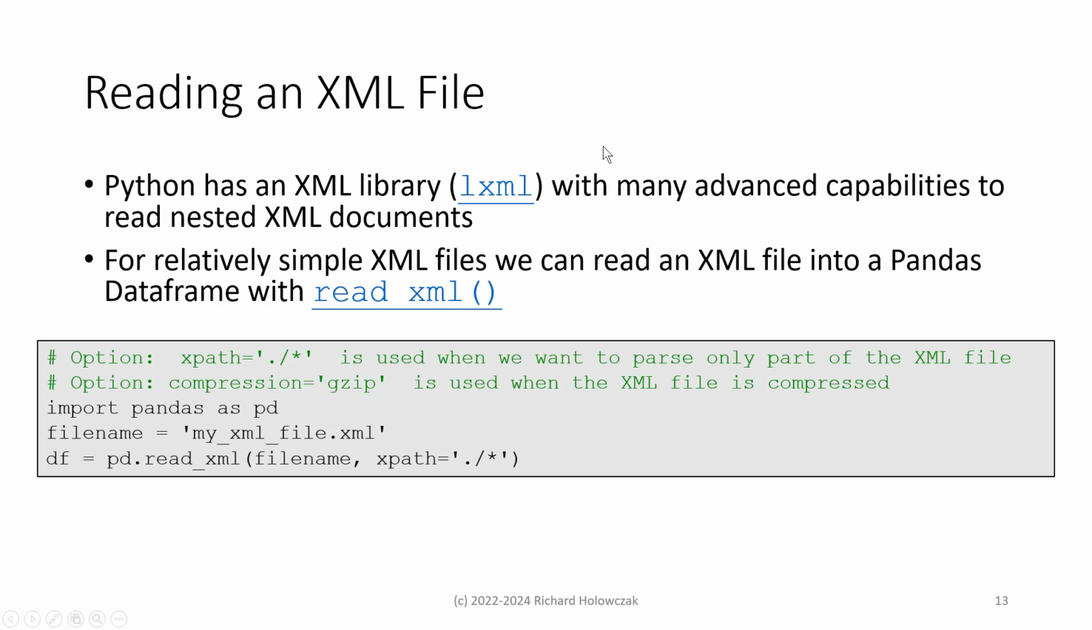Python has an XML library called LXML with many advanced capabilities to read nested XML documents where we have one document within another. For relatively simple XML files, we can read the file into a Pandas data frame with the read XML function. And this is very similar to what we saw with read CSV and read JSON. The one important option here is what's called the XPath option, and this is used when we want to parse only a part of the XML file. When we use this option, the */*, the asterisk means we want to parse all of the different parts of the XML file.